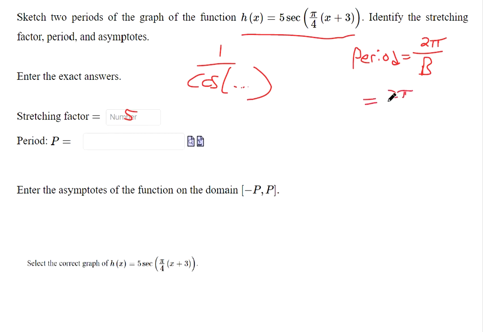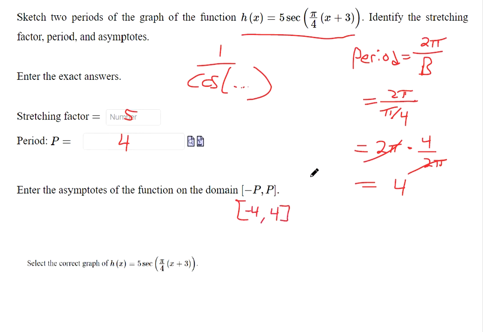So we have 2 pi divided by pi over 4. If we're dividing a fraction, that means we need to flip and multiply. For dividing pi over 4, we've got to flip it and multiply it like this. And when we do that, these would cross cancel, so the period for this function is 4. Okay? To find asymptotes of the function, note that they want asymptotes between a negative and a positive of the period, so -4 and +4.